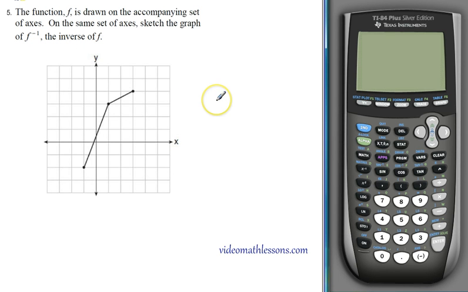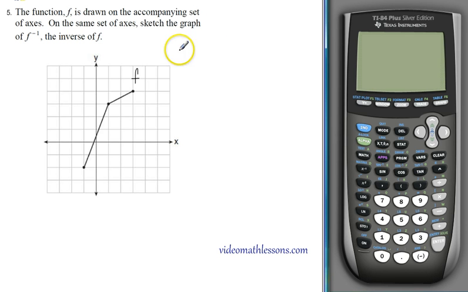Number 5. All right, so this is a little different. Let's see what we got here. We have function f drawn on the graph. So this is function f. And what they want us to do is sketch the graph of the inverse of f. Notice they actually defined it in case you didn't know, f to the negative 1. All right, so this is a good problem.